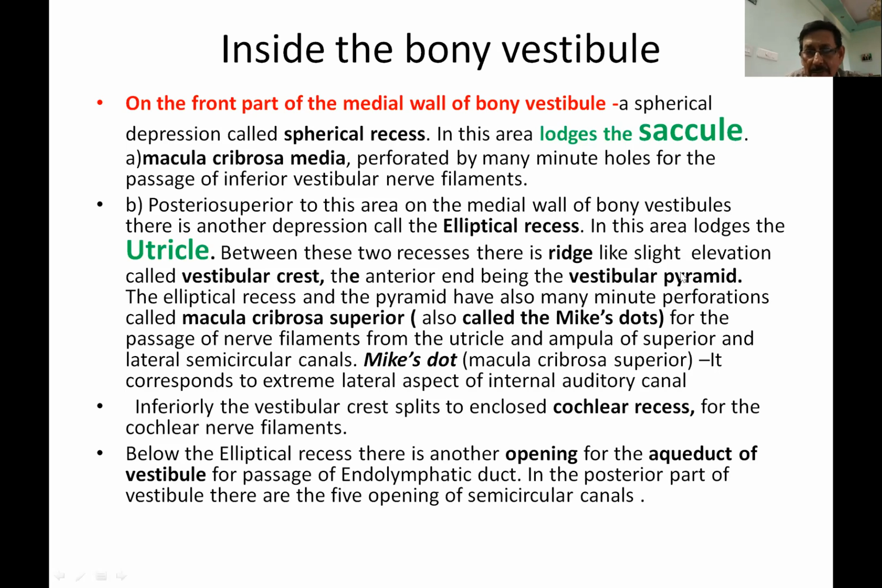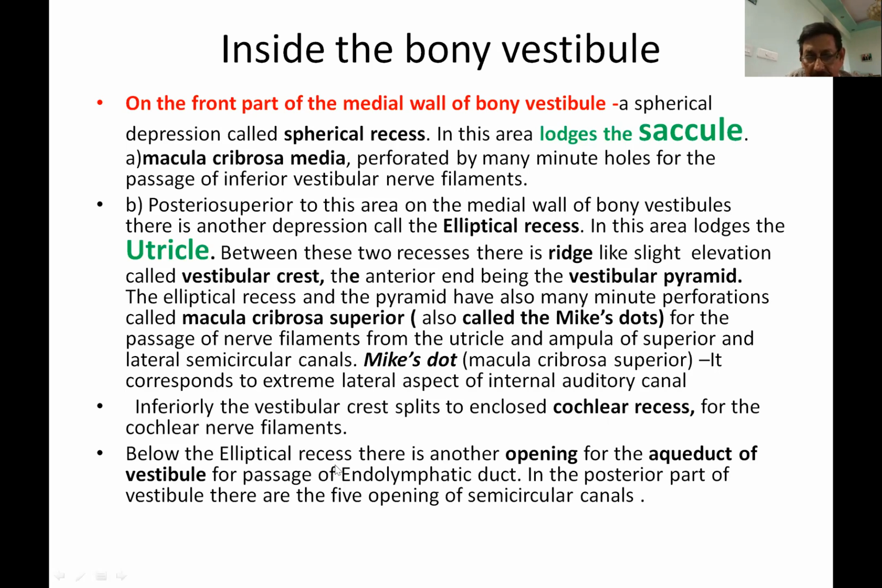The vestibular pyramid is a part within this area. The elliptical recess and the pyramid have minute perforations, foramen-like structures called the macula cribrosa superior, for the passage of the filaments of the nerve from the utricle and the ampulla of the superior and lateral semicircular canals. Inferiorly, the vestibular crest splits to enclose the cochlear recess for the cochlear nerve.